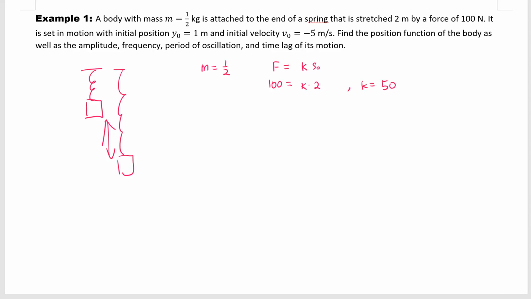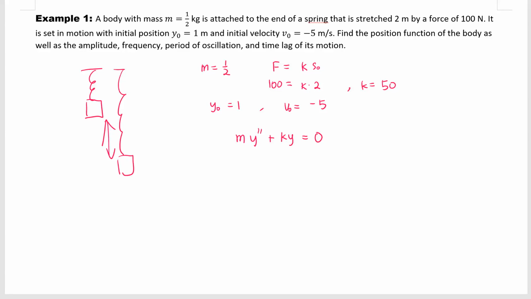So far, so good. And we are also given that the initial position is 1. Initial velocity is -5. Okay, so what is our formula? Because we're in the free undamped motion, the formula is my prime prime plus ky equals to 0. Okay, so let's plug in the numbers.